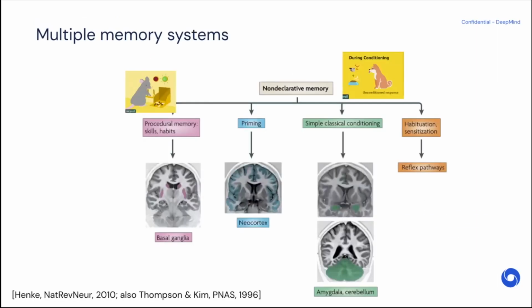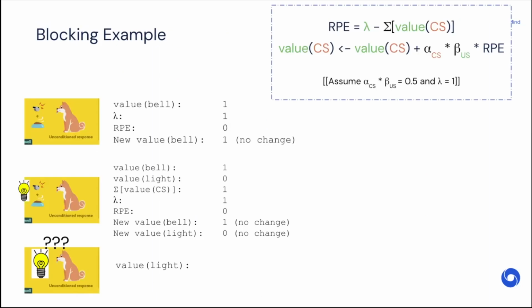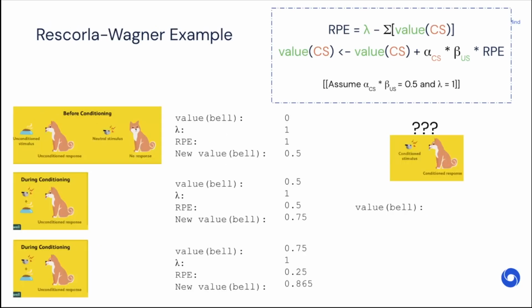Can you explain why the second stimulus, the value of the light, was 0? Because we assume that the dog has no reason to expect the light to predict food. Exactly. In the first experiment, there was only the bell. So here, we only had the bell, and at the beginning, the value of the bell also was 0.